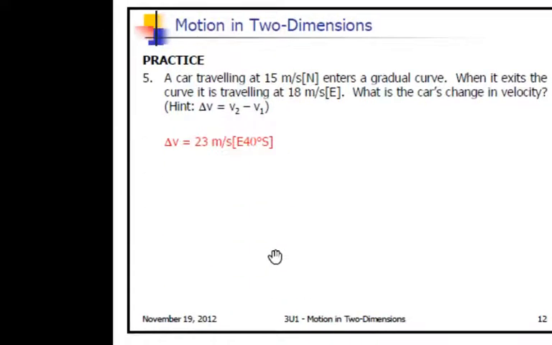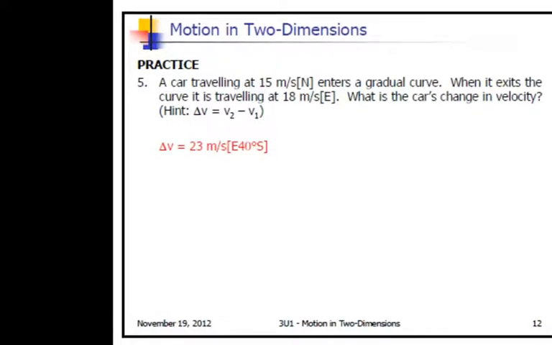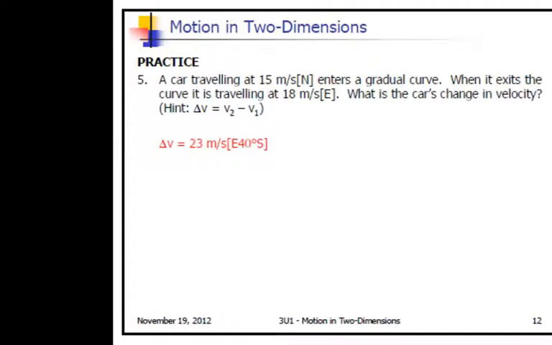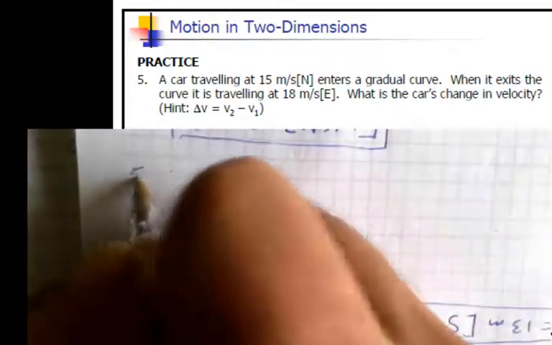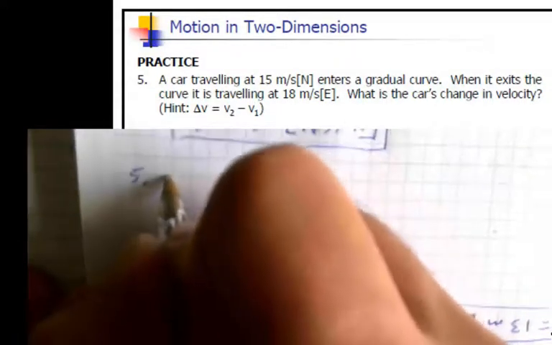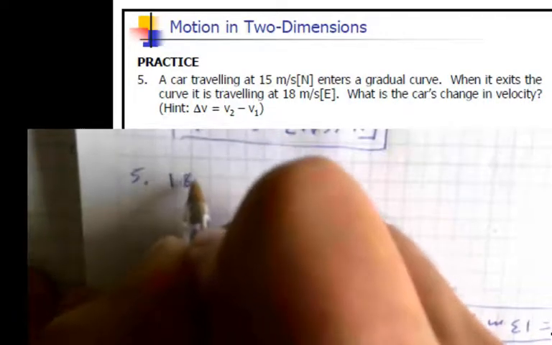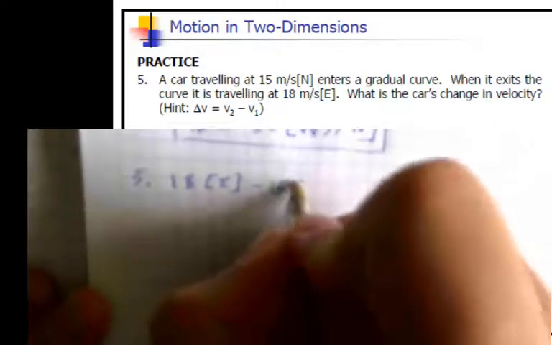Last problem to do here. We have a car traveling 15 meters per second north. This car ends up exiting a curve at 18 meters per second east. What is the car's change in velocity? So here, the change in velocity would be delta V is the second V2 minus the V1. So the V2 is 18 east. The V1 is 15 north.